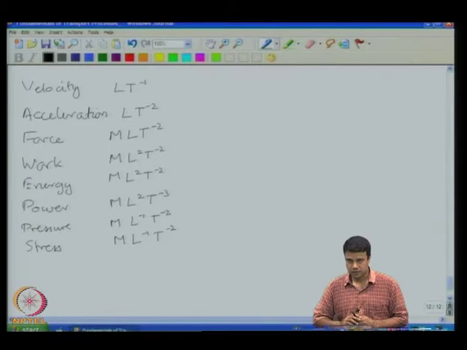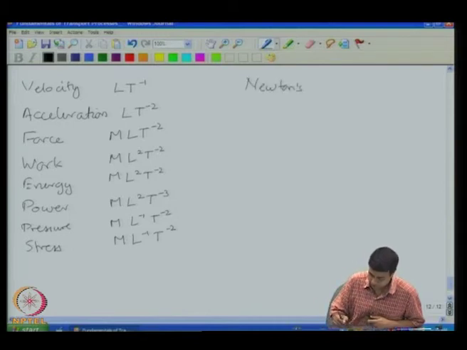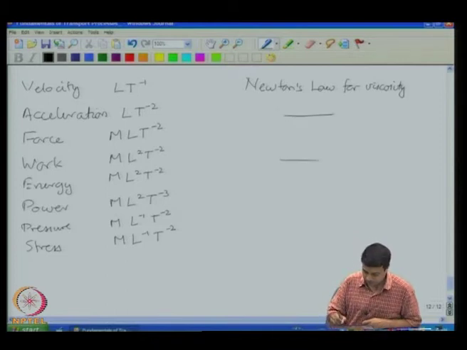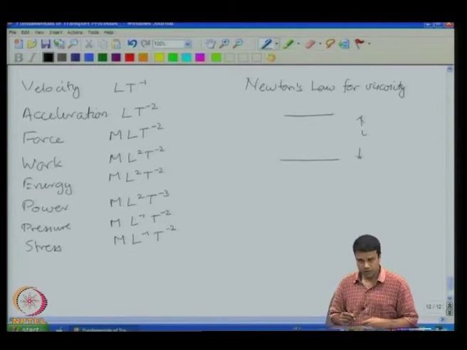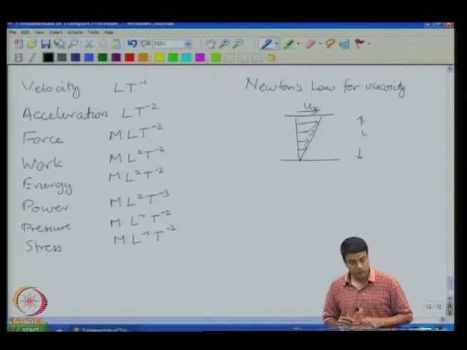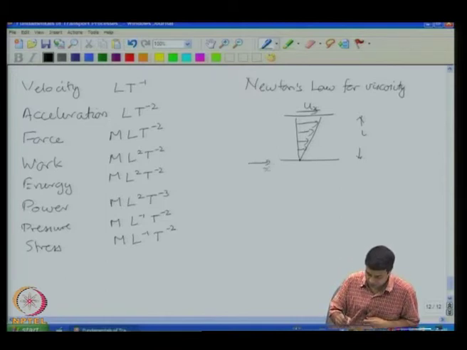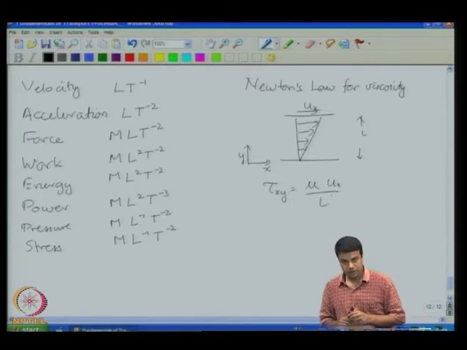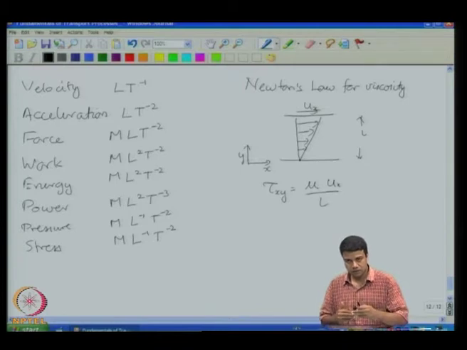How about viscosity? The dimension for viscosity has to be obtained from some relation that contains the viscosity in it. And that relation we know is Newton's law of viscosity. So, if I have a fluid of length L between two plates, the top plate is moving with velocity ux, and the bottom plate is stationary. At steady state, I will have a linear velocity profile between these two plates. Newton's law of viscosity tells us that the shear stress tau xy is equal to mu ux by L. The shear stress is equal to the viscosity times the difference in velocity between two locations divided by the distance between those two.